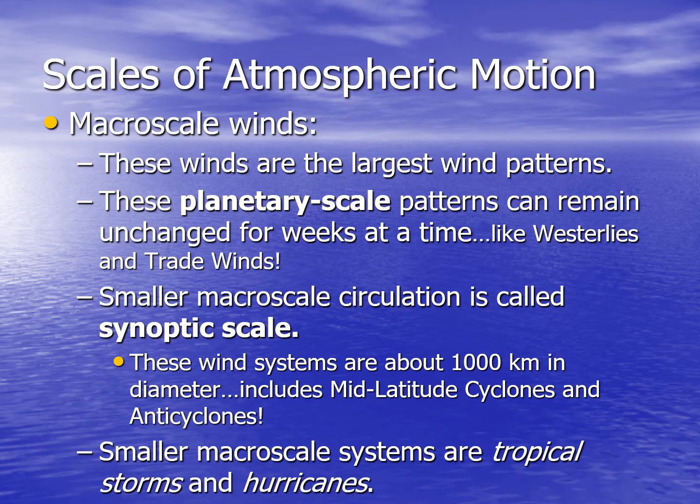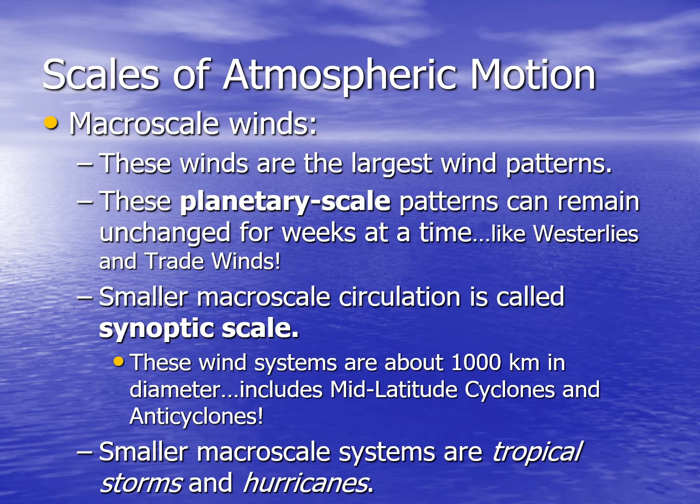Now, there's a fourth scale referred to as synoptic scale, and that is just a smaller macro scale. So it's larger than mesoscale, but smaller than macro scale. That is synoptic scale. So these wind systems could be a good 1,000 kilometers in diameter, and these are going to include our mid-latitude cyclones and anticyclones.